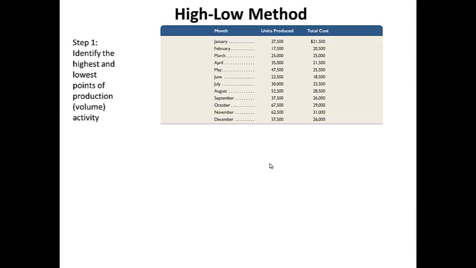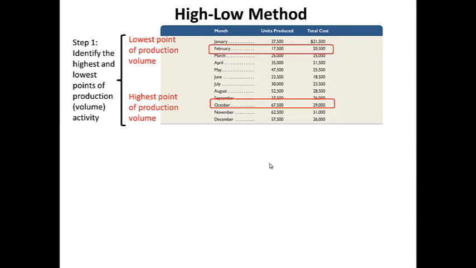So we take a look at the units produced at the various months, and what we're going to see is that the lowest point of production is in February, and the amount of units produced was 17,500 units at a cost of $20,500. We can see the highest point of production volume was in October, and that was 67,500 units at a total cost of $29,000. Now we're going to use this data to factor out or create the variable cost. So here's how we do it.